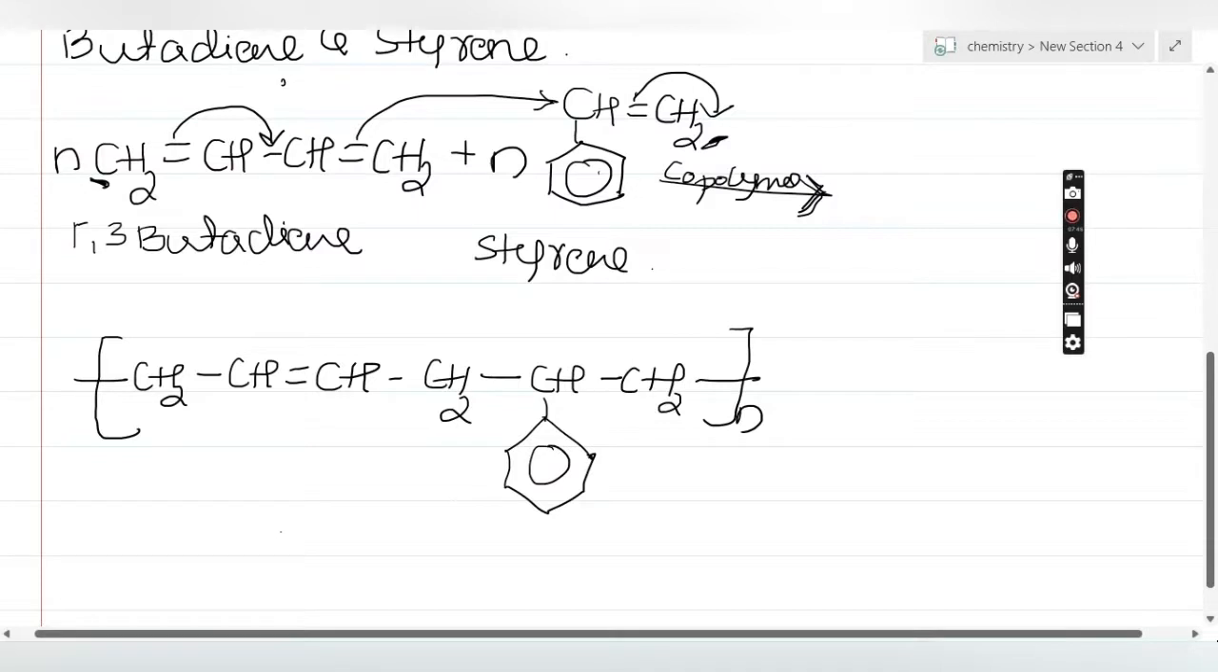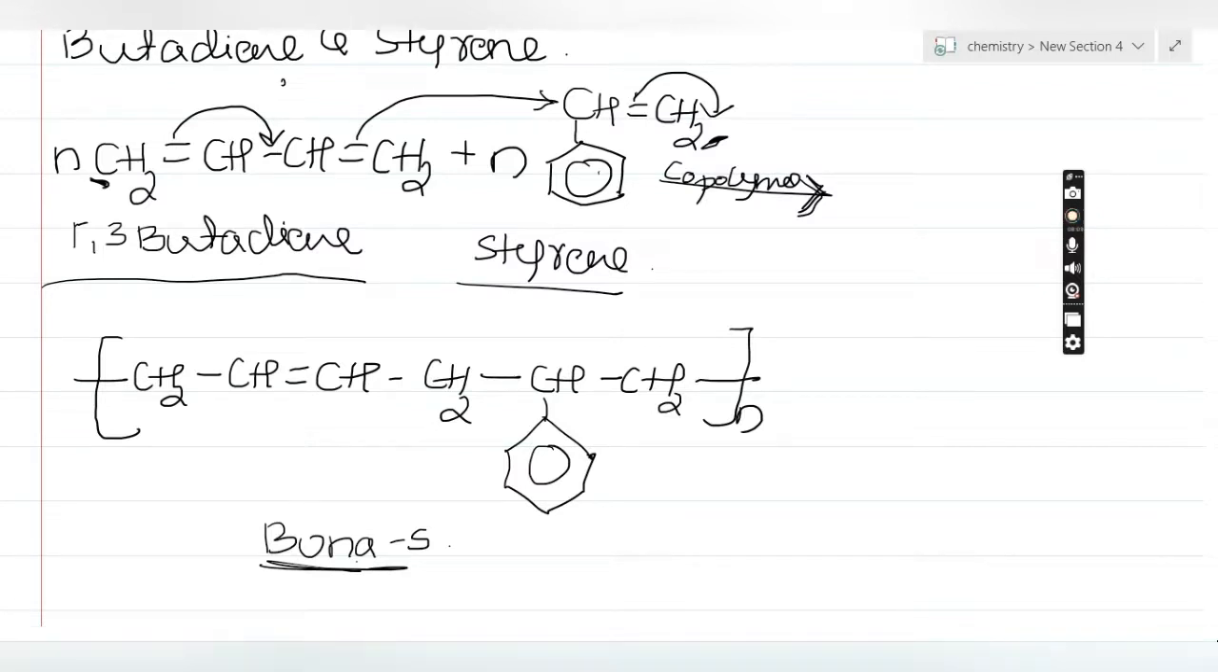So this is the structure of Buna S, that is butadiene and styrene. Two different monomers are used: 1,3-butadiene and styrene. Hence the polymer is also called Buna S. Buna N and Buna S are types of copolymerized products.